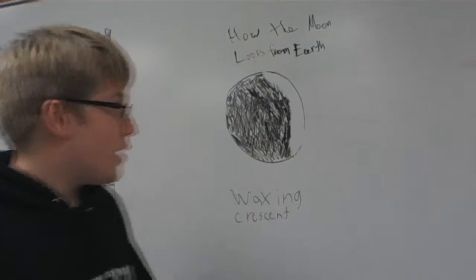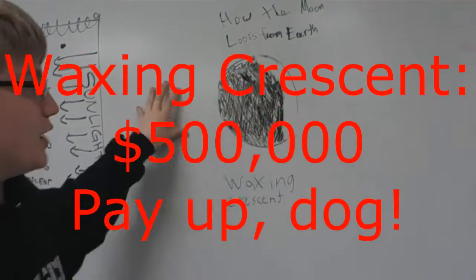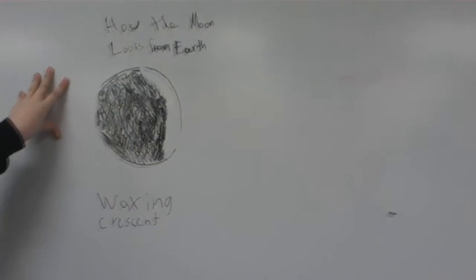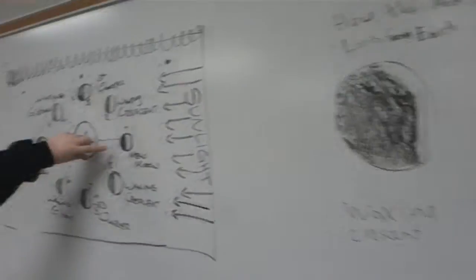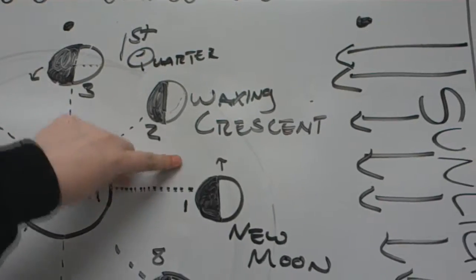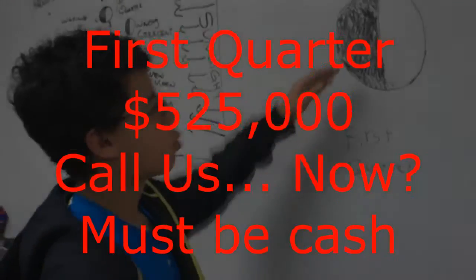Okay, so here we have a waxing crescent, and it's when the moon makes its first 1/8 turn to the left, in the counterclockwise direction from the Earth. So here's the new moon that we showed you previously, and the waxing crescent made a 1/8 turn in the counterclockwise direction.